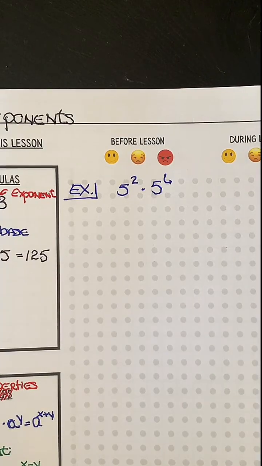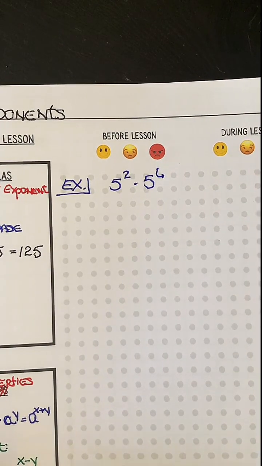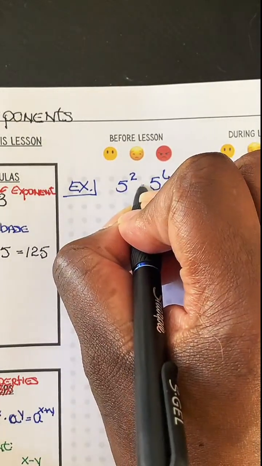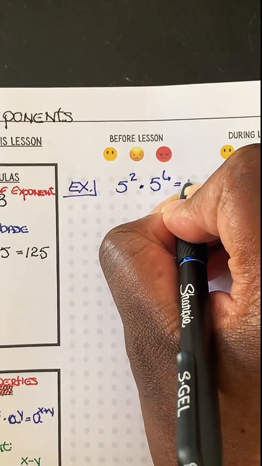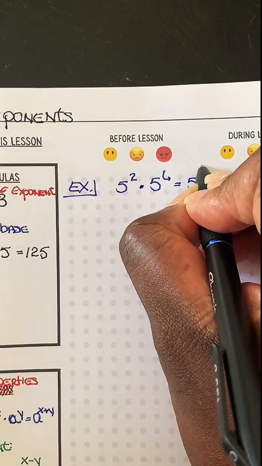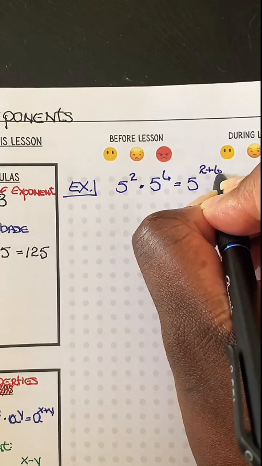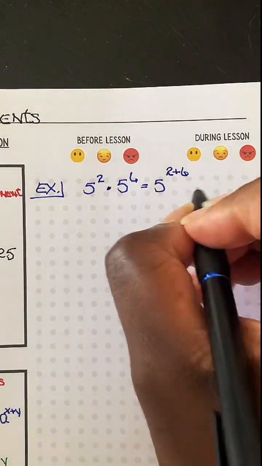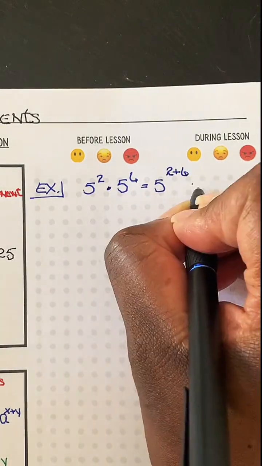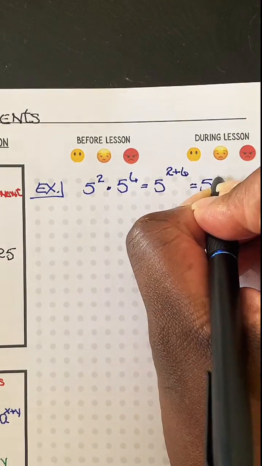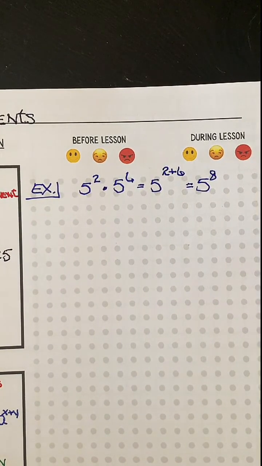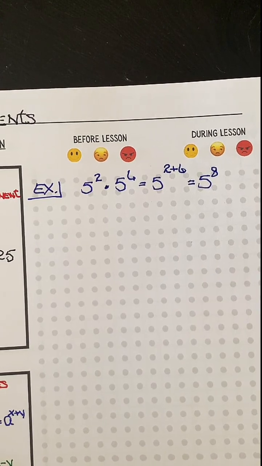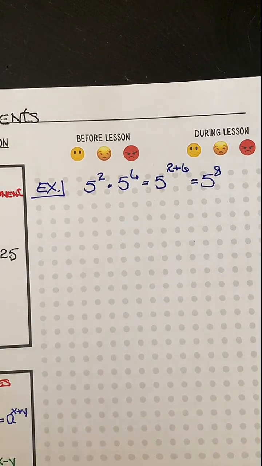All right. So now we have 5 squared times 5 to the 6. We have the same base of 5. So that means since we're multiplying, we are going to add our exponents. Okay, so that means this is going to give us a solution of 5 to the 8th. Not 5 to the 12th, not 3, because we're not subtracting the exponents, we're adding them. So when you multiply, you add your exponents.